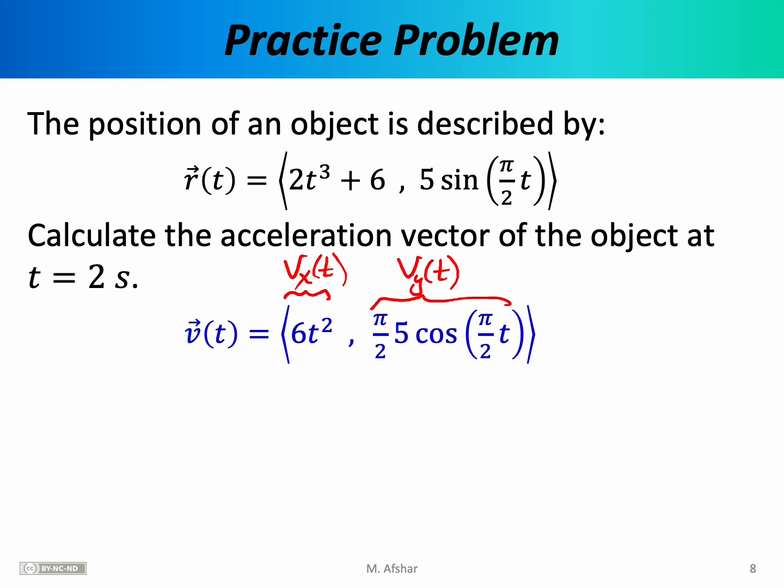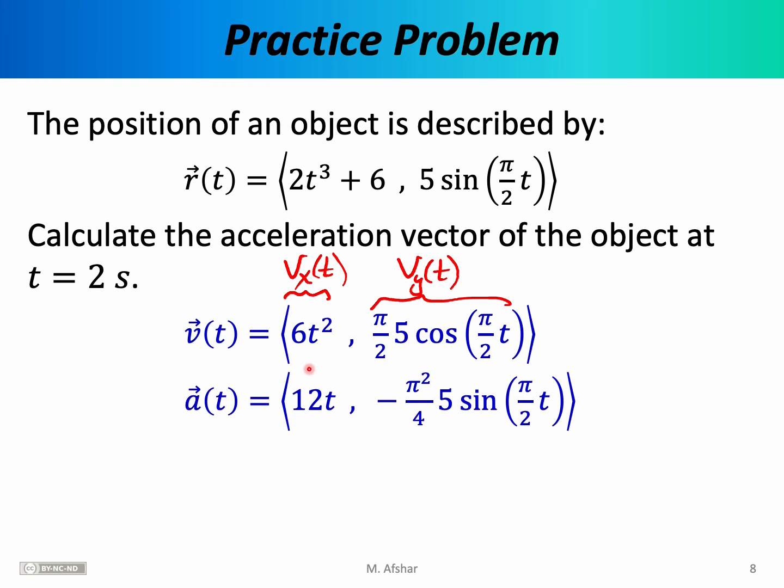The question asks for acceleration, so we need to do another derivative. We're going to take the derivative of 6t squared. That's going to give us 12t. We're going to take the derivative of the cosine function. Remember that the derivative of a cosine is minus a sine. And we're going to take the derivative of its argument as well, which gives us another pi over 2. Multiplying with the old pi over 2 gives us pi squared over 4.